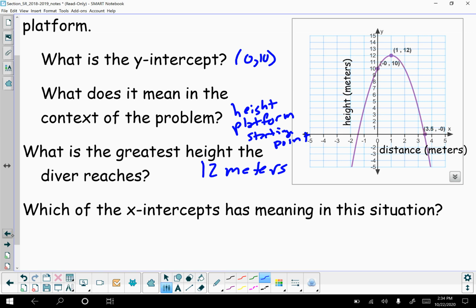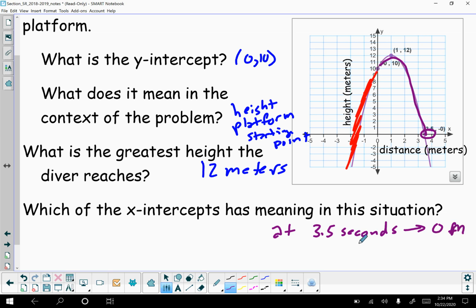And what does the x-intercept mean in the context of the problem? Well, this part of the graph right here doesn't mean anything to us. It's from here all the way to here that means something. So this x-intercept is at 3.5. So at 3.5 seconds, while the person is flying through the air, they're going to get to 0 feet, or meters in this case, I guess it is, which means they entered the pool.